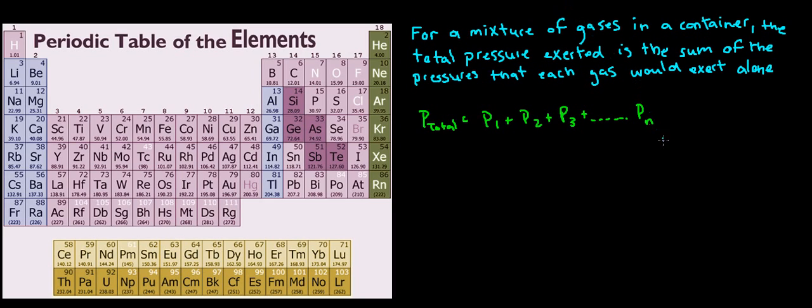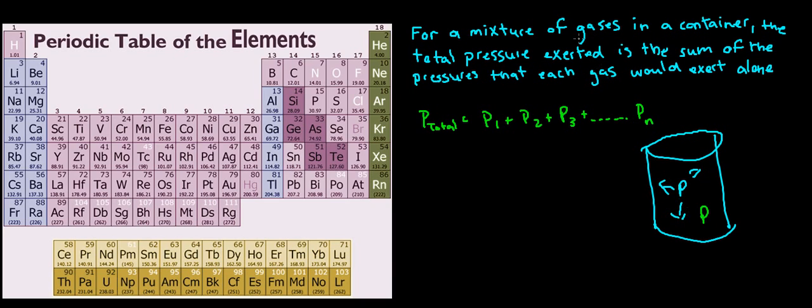It says that in a container of a mixture of gases, the pressure exerted by each gas, so say this is one gas exerting pressure, this is another gas exerting pressure, the total pressure is the combination of these pressures.